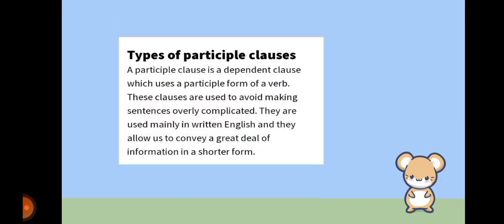Types of participle clauses. A participle clause is a dependent clause which uses a participle form of a verb. These clauses are used to avoid making sentences overly complicated. They are used mainly in written English and they allow us to convey a great deal of information in a short form.